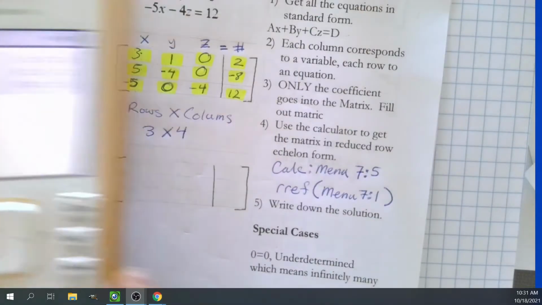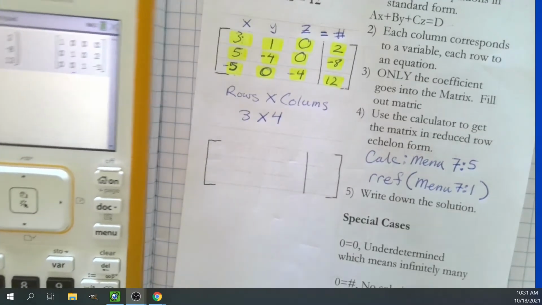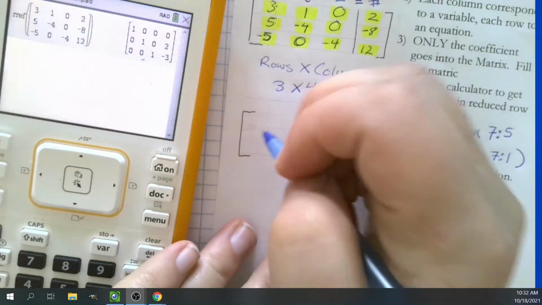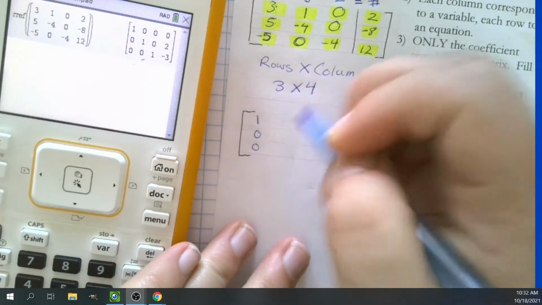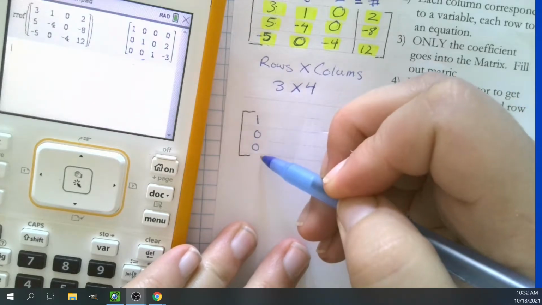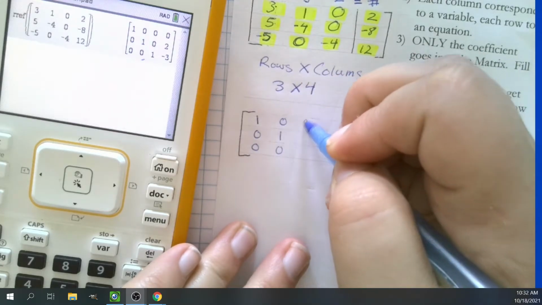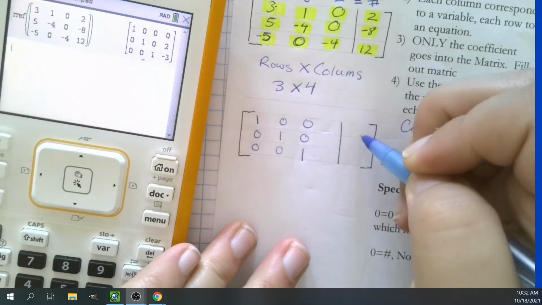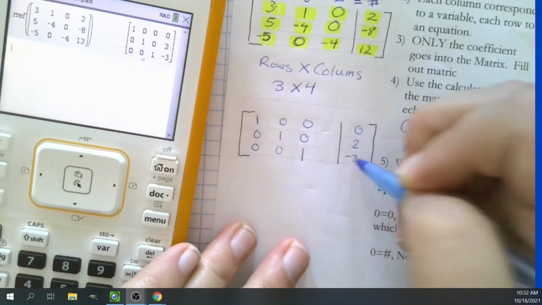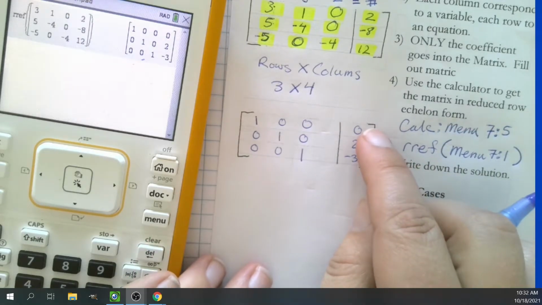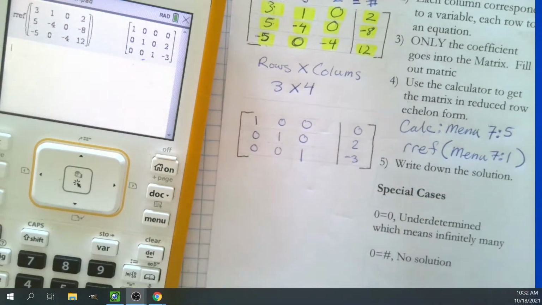Now, how you're going to show your work on today's assignment is you're going to have to write down the matrix you started with and the matrix you ended up with. So we're going to go 1, 0, 0. Notice that they're in a clean line. 0, 1, 0. Clean line. 0, 0, 1, 0, 2, negative 3. This is always going to be your answer column. Needs to be nice and neat and orderly.